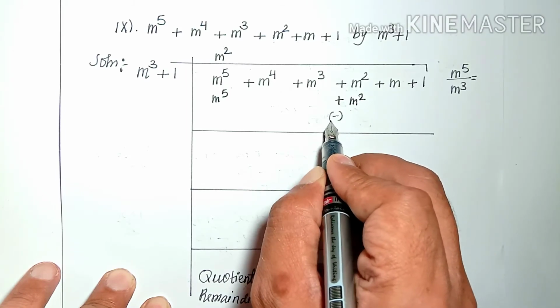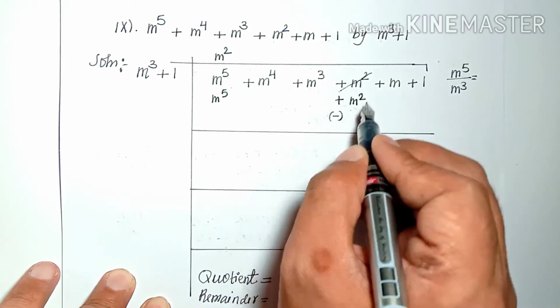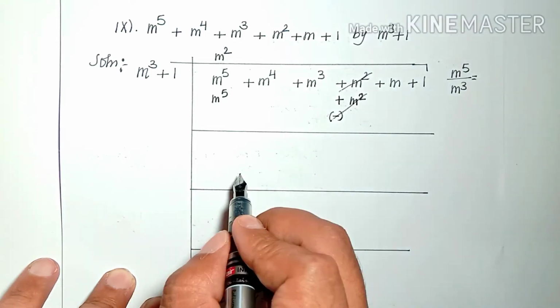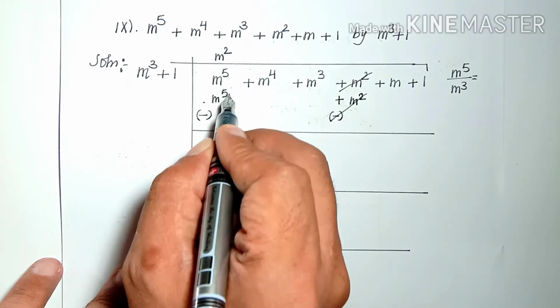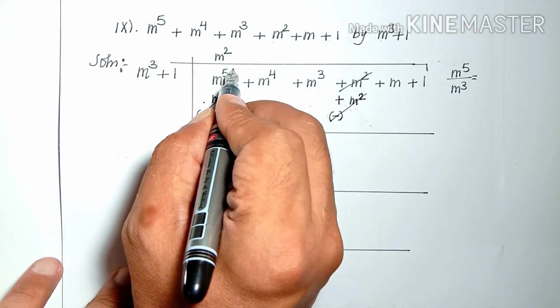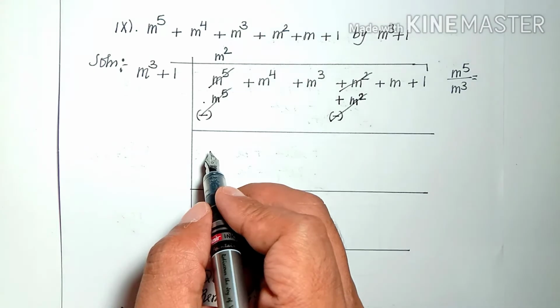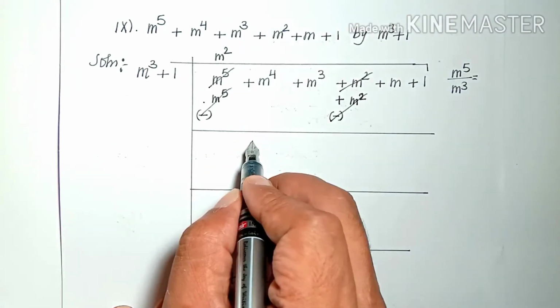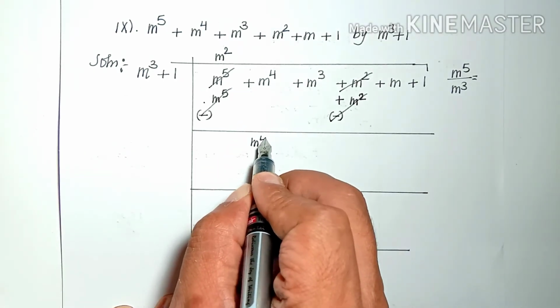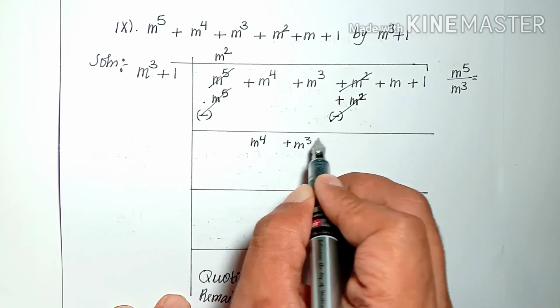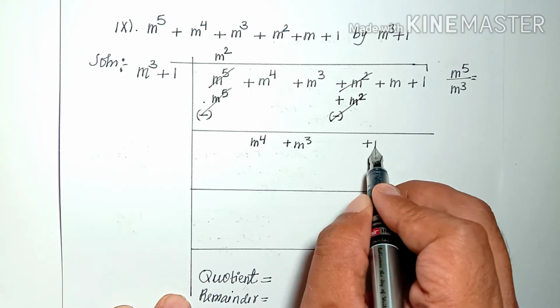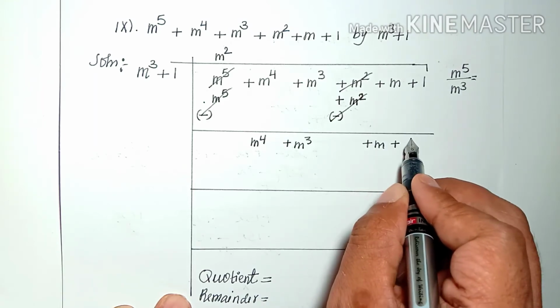This will become now minus. So that is how here plus m square minus m square we can cancel. Again change this sign. This will become now negative. So negative m raised to 5, positive m raised to 5 we can cancel. Now you can drop this m raised to 4. Again here plus m to the power 3. Again here plus we have here m, plus we have here 1.